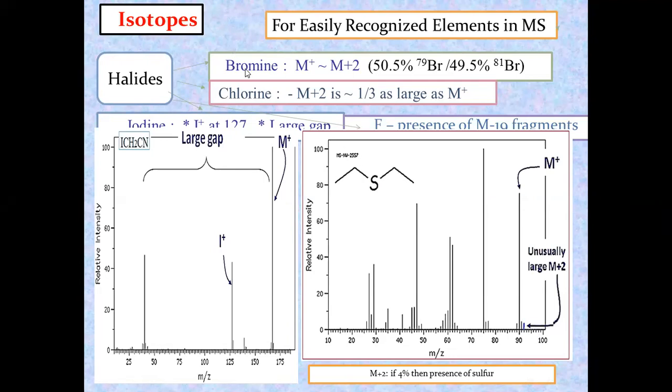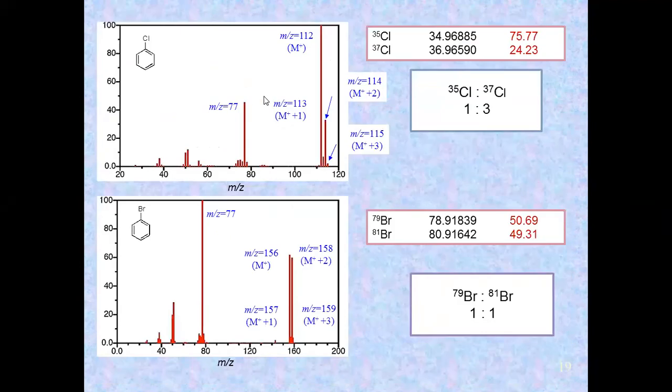In case of bromine and chlorine, which are the two common halides within our compounds, if the ratio of the peaks of M and M+2 is 1 to 3, that means I have chlorine, as I said before. But if both of them are close together as peaks or as a ratio, that means I have bromine.